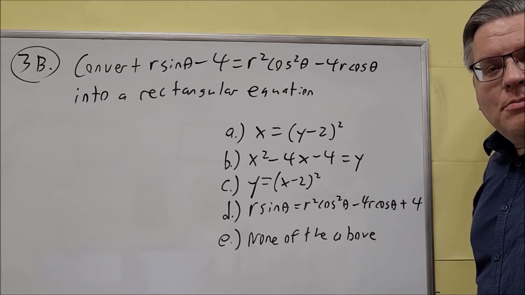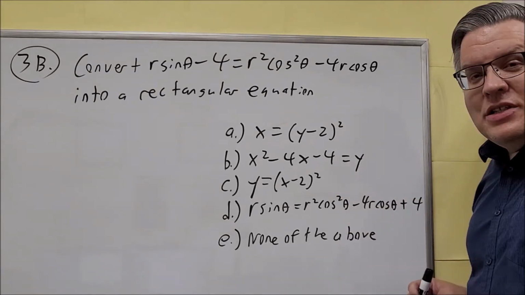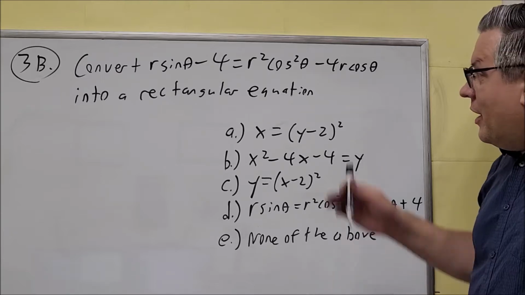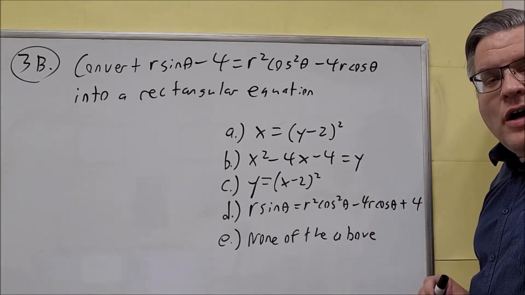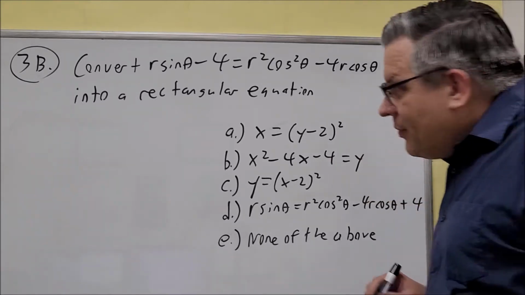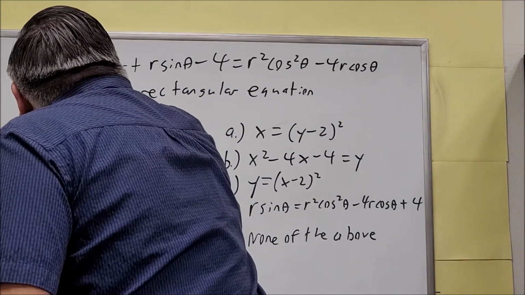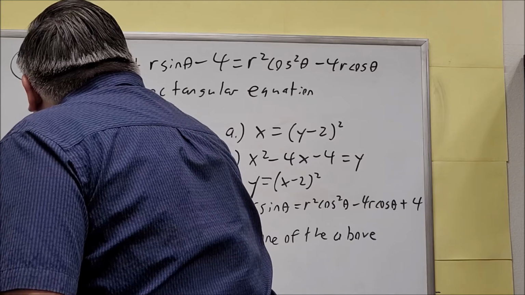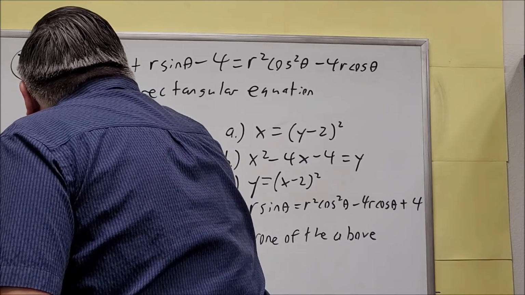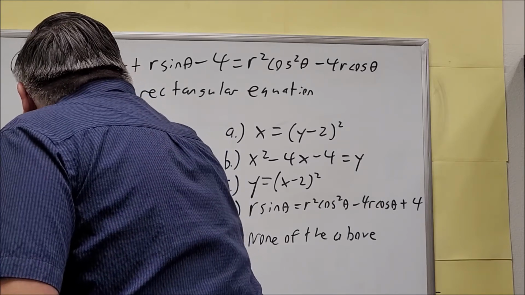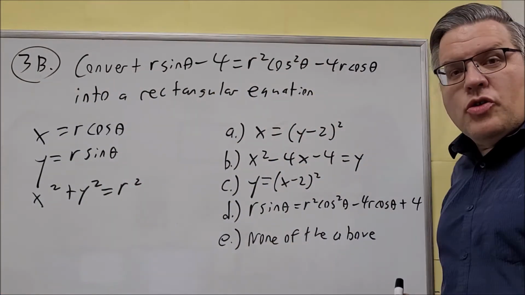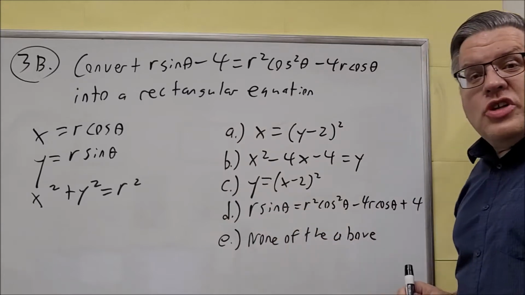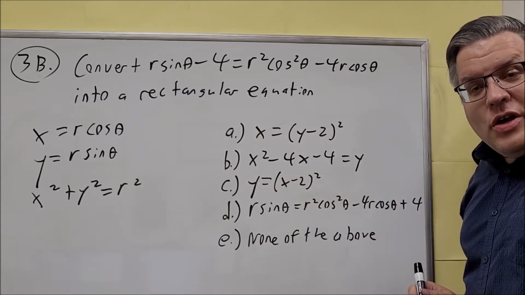Number 3, multiple choice, as you see here. Again, there's formulas that you need to know in order to convert this over into rectangular. In case you didn't get these already, it's x equals r cosine theta, y equals r sine theta, x squared plus y squared equals r squared. Those are going to be the 3 formulas that you need in order to convert this.